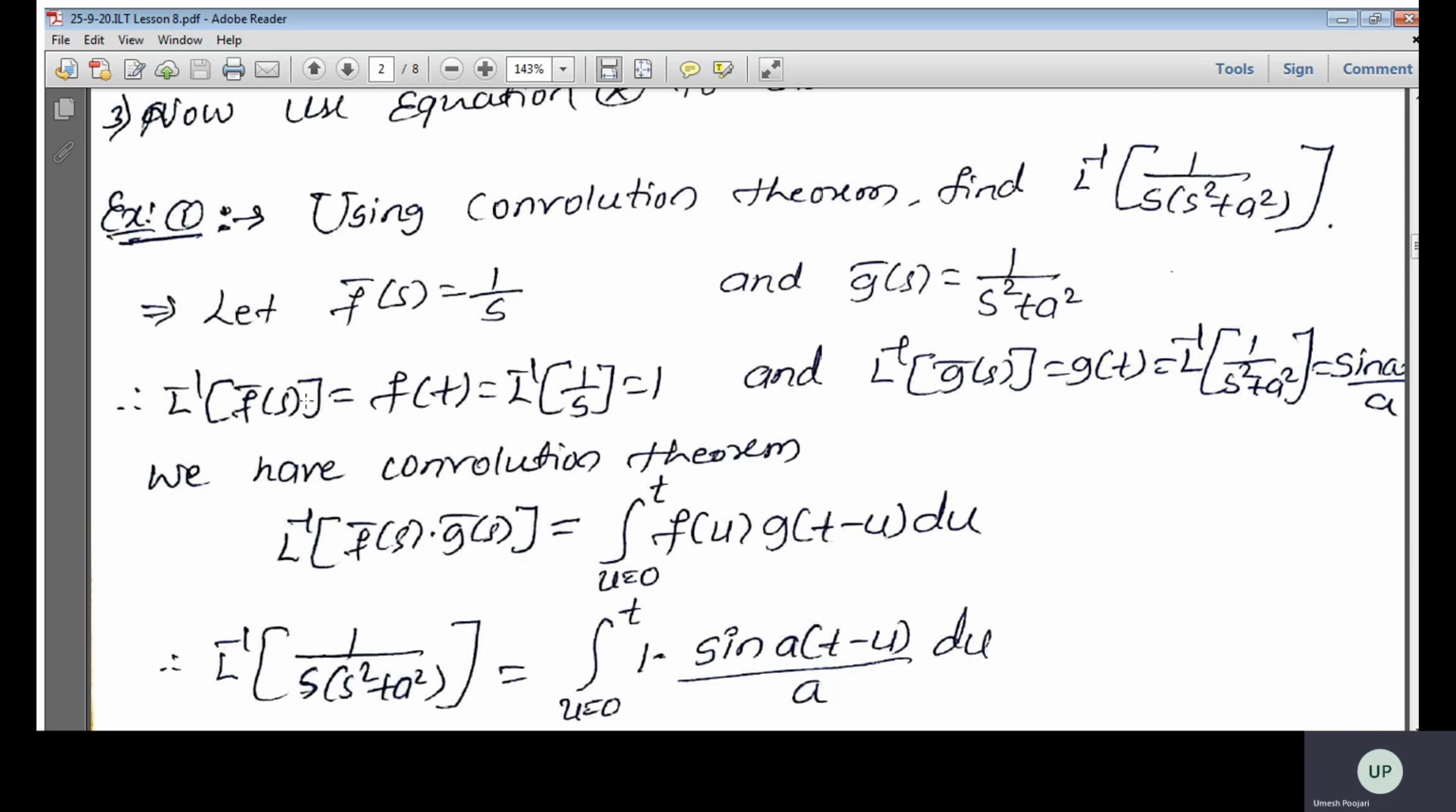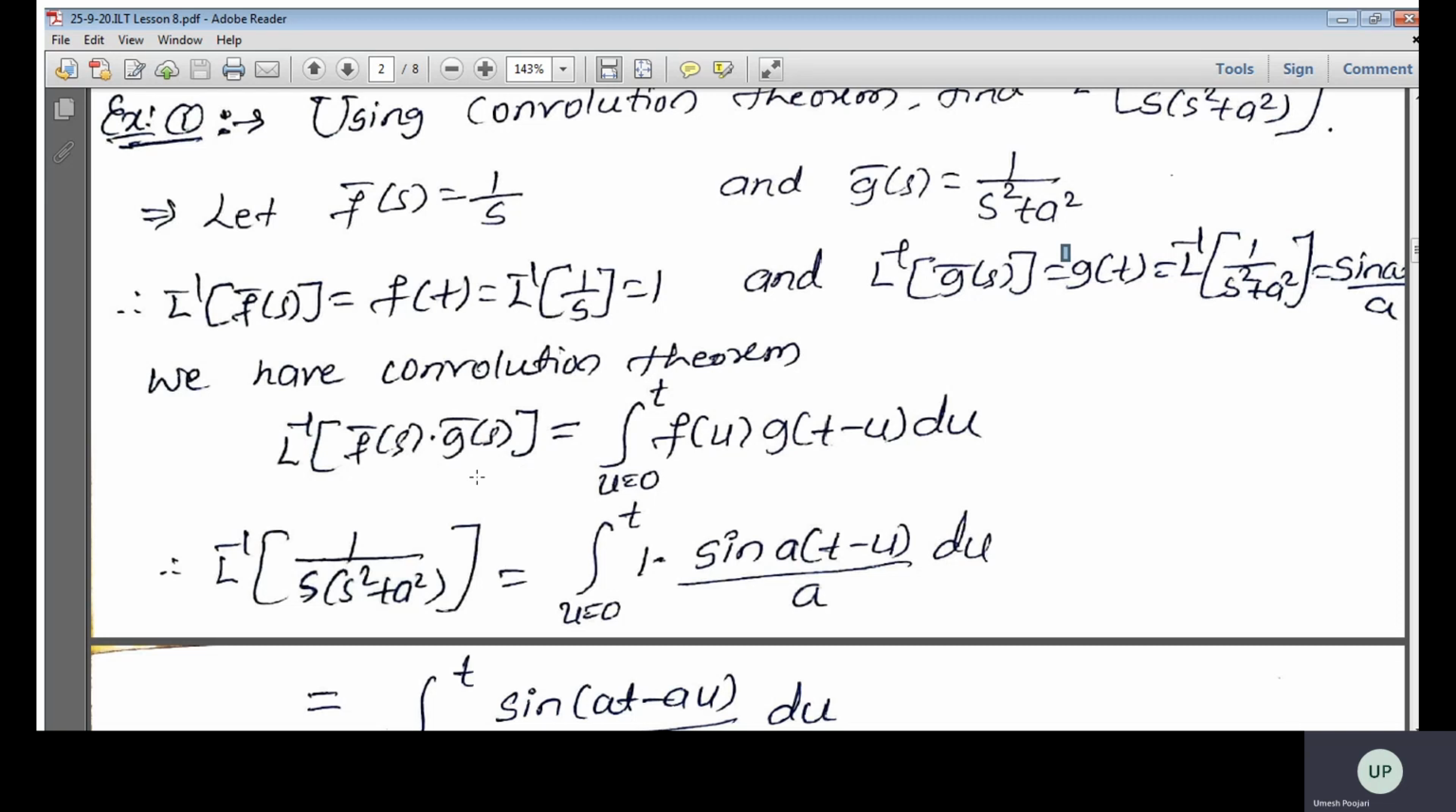Then obtain the inverses. L inverse of f bar of s equals f of t, that will be L inverse of 1 by s, which equals 1, and L inverse of g bar of s equals g of t, that will be L inverse of 1 by s square plus a square, which is sin at by a. Now you know the values of f of t and g of t. Now use the convolution theorem. The convolution theorem is L inverse of f bar of s into g bar of s equals the integration of f of u into g of t minus u du, with integration from 0 to t.